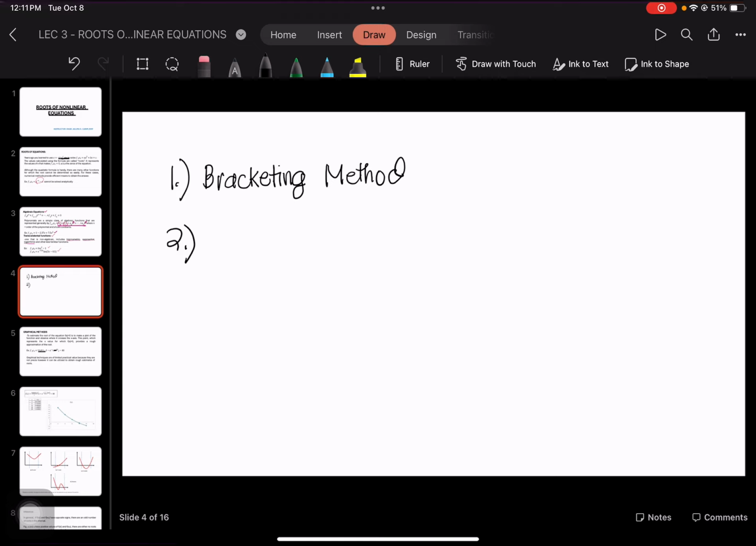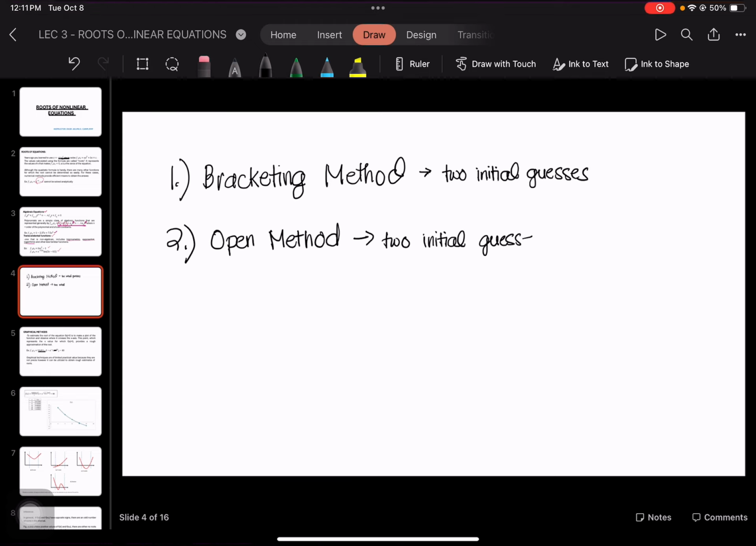Okay, so bracketing method, and then pangalawa kay yung open method. So I will give you an overview of these 2 methods. Sa bracketing method, we will need to provide 2 initial guesses. And also for this open method, magpo-provide ka ng 2 initial guesses as part of the solution.